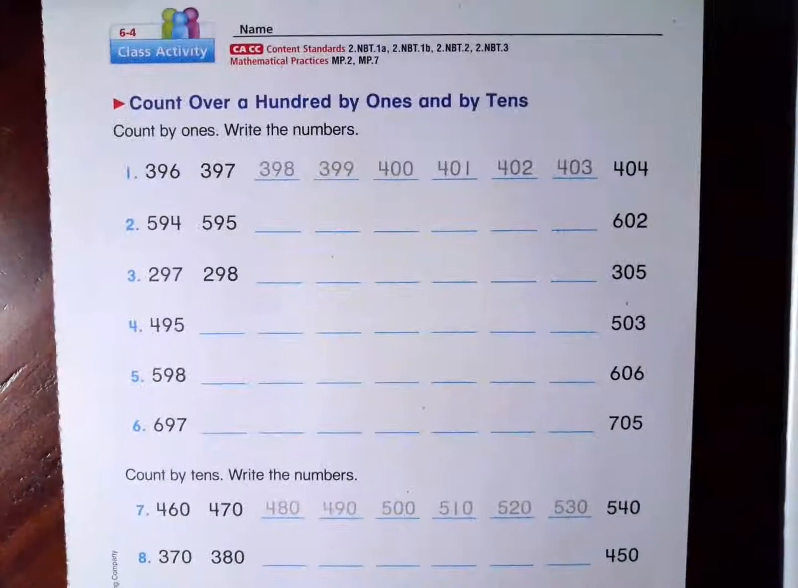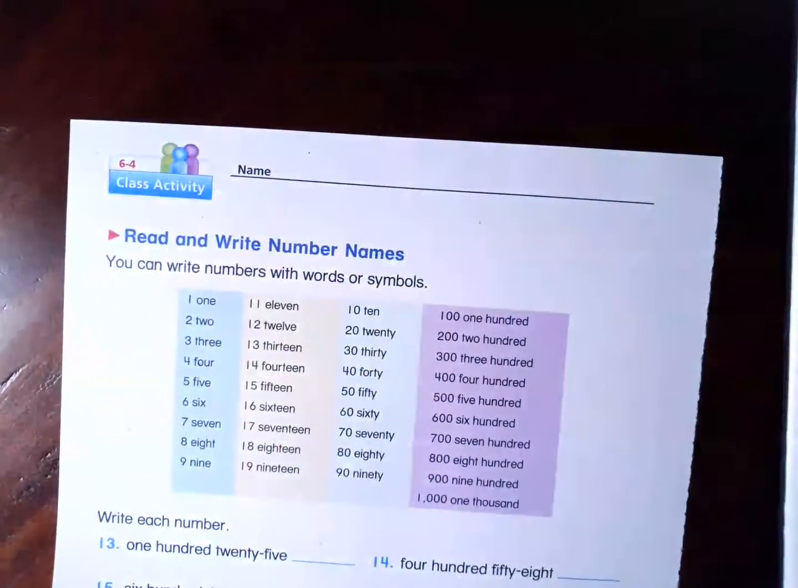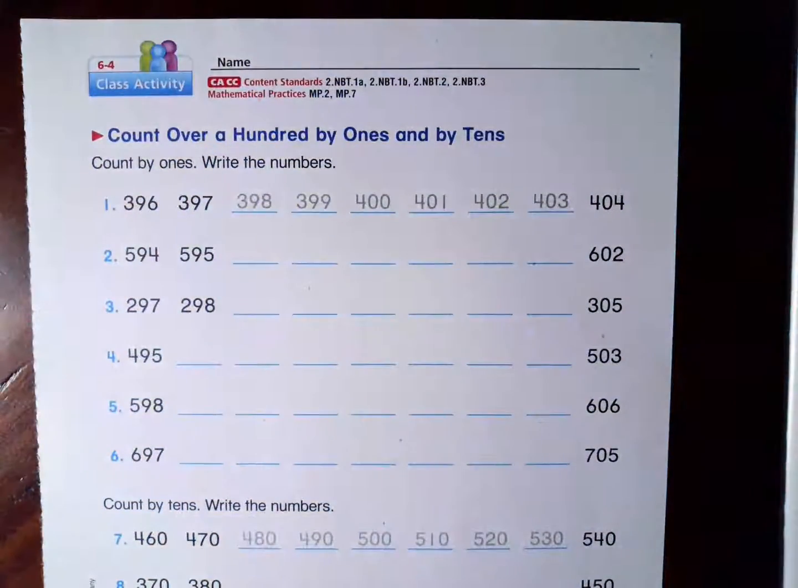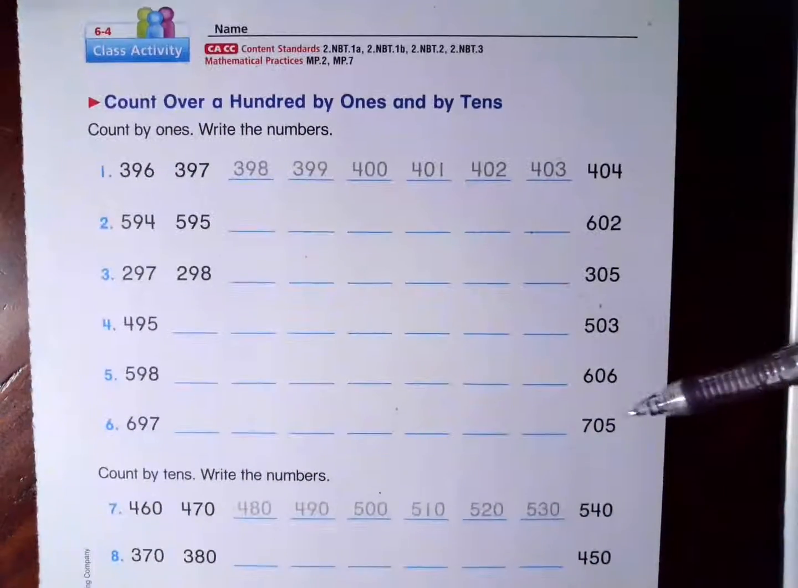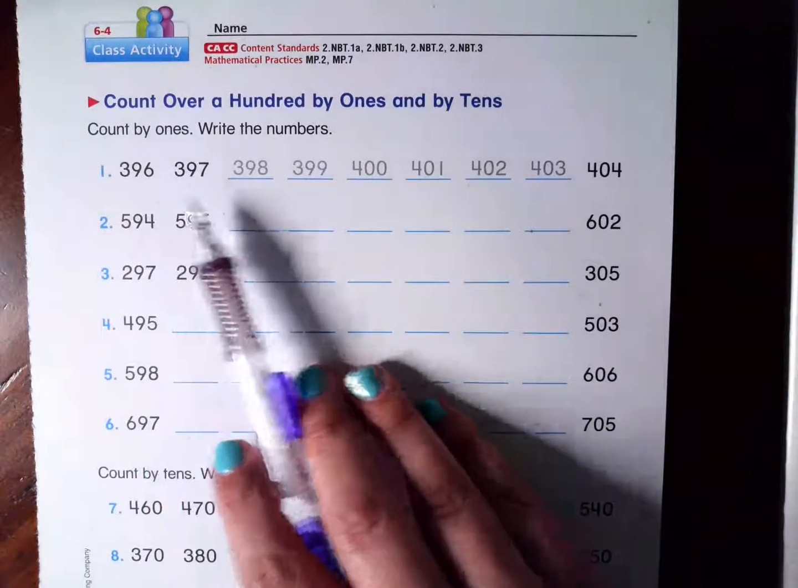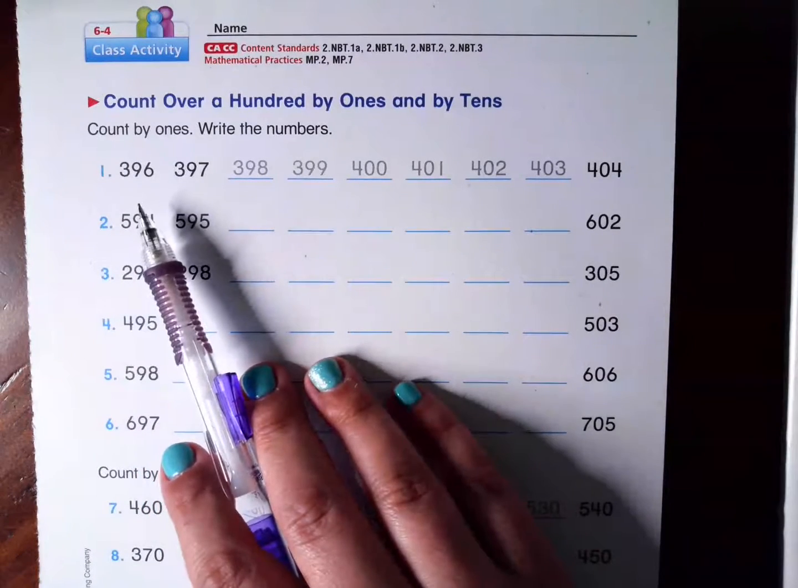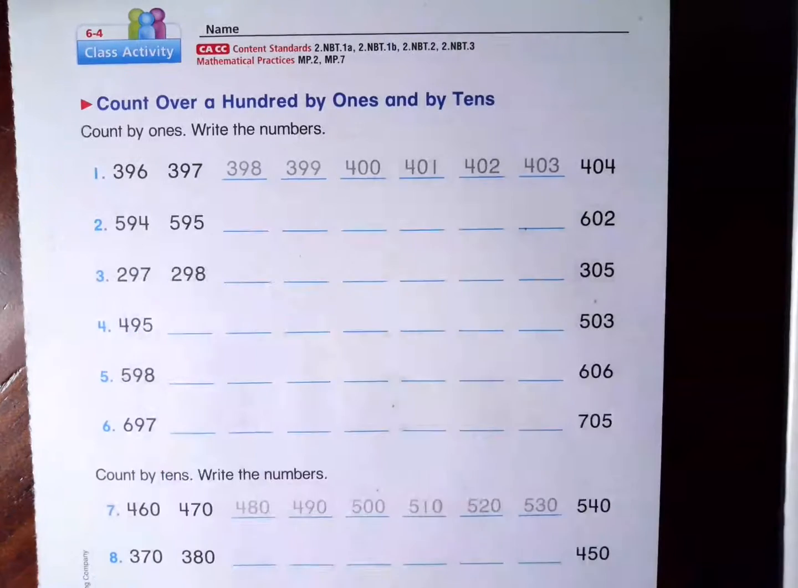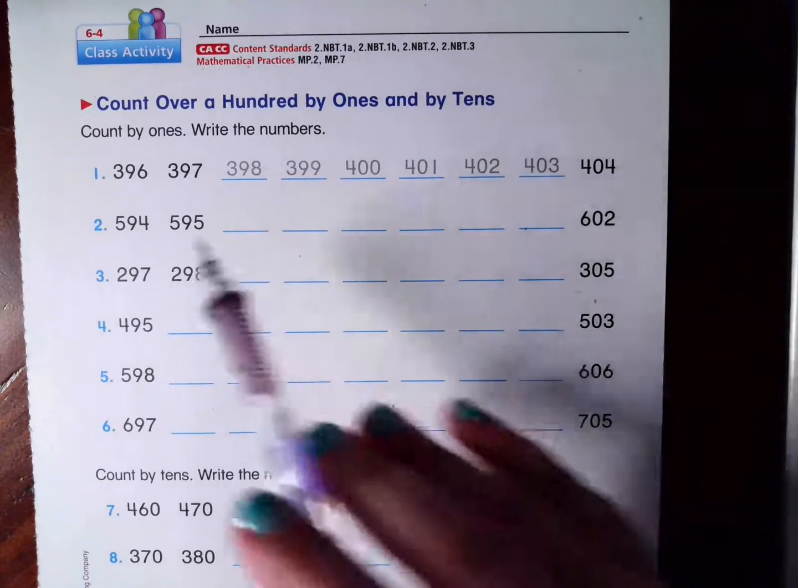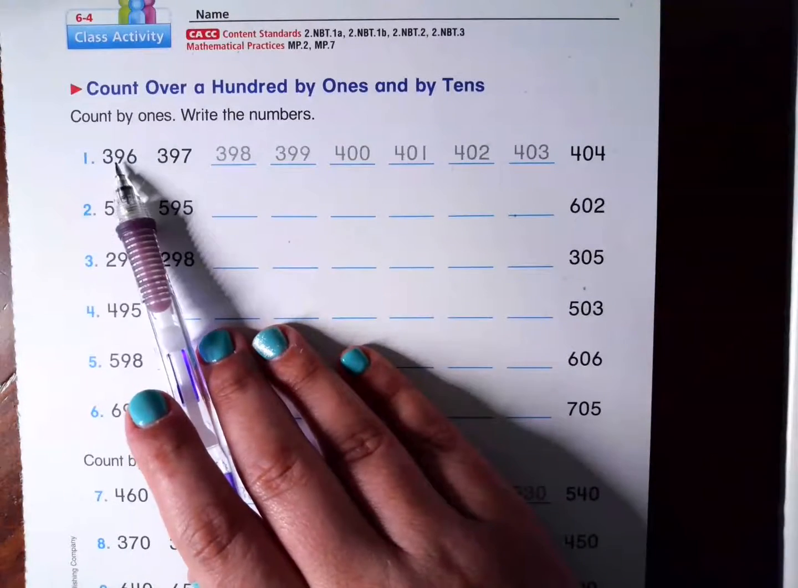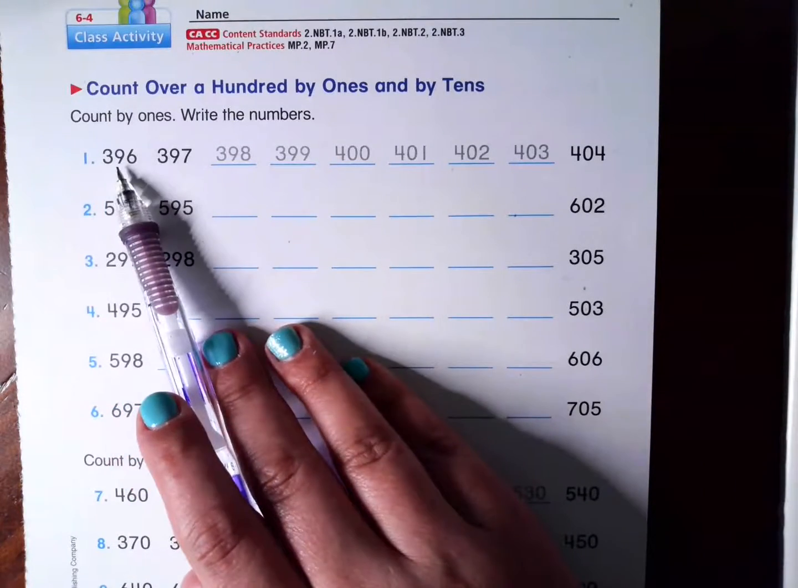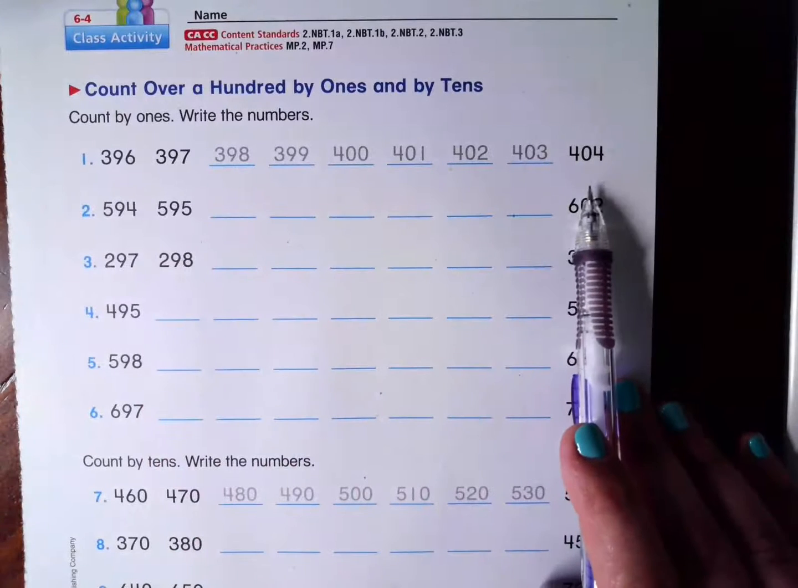We are going to practice counting by ones and tens today, and we will also look at the word form of some numbers. So let's get started by counting by ones. You have an example here, and all the ones that we're doing today are going over the 100. What that means is you're going to start in 100. Here we're starting with the 300s and we're going to end in the 400s.